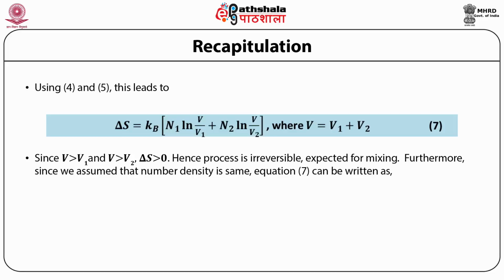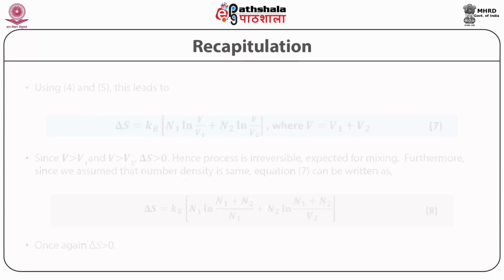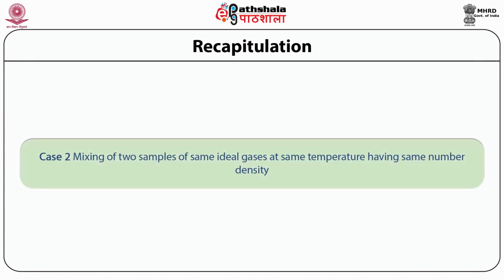Furthermore, since we assumed that the number density is the same, equation 7 can also be written as delta S is equal to Kb multiplied by N1 log of N1 plus N2 divided by N1, plus N2 log of N1 plus N2 divided by N2. Once again, delta S is greater than 0. Case 2: mixing of two samples of the same ideal gases at the same temperature having the same number density.